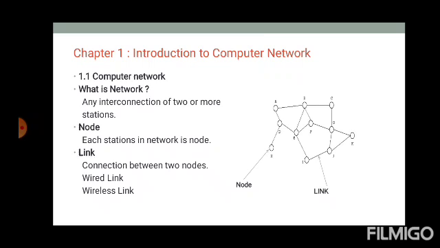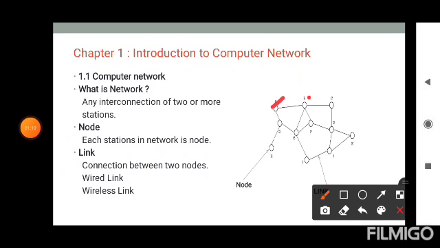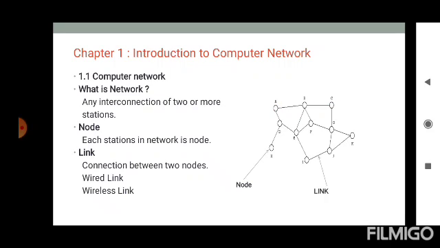A network is the set of devices often referred as node, like link. Here A, B, C, D, these are the nodes, and each station in a network is called a node. Then link, connections between two nodes, that means A and B, then B and C, this line is called a link. Then connection between two nodes is called a link, and links have two types. First is wired link and second is wireless link.